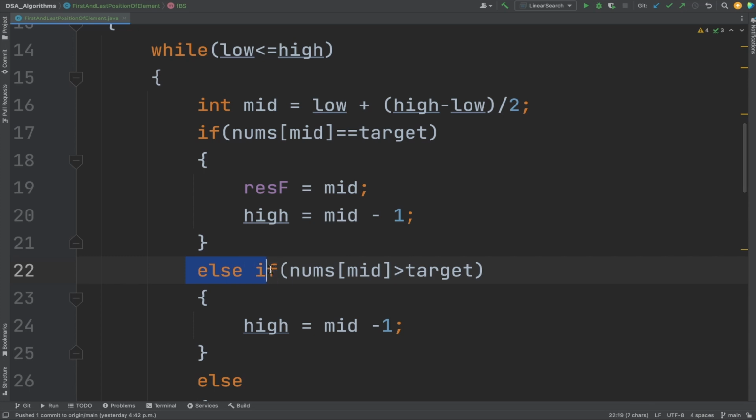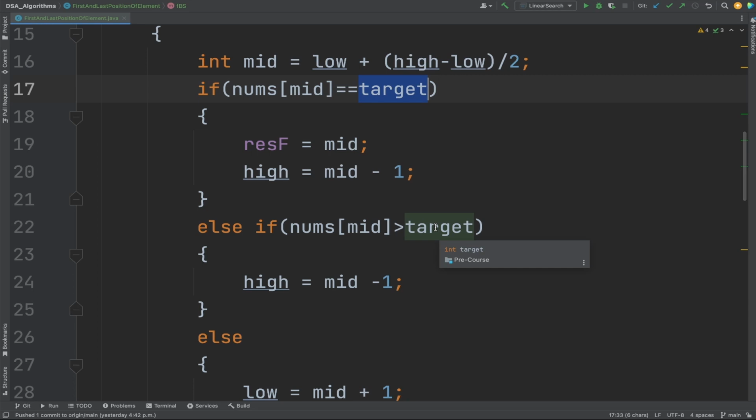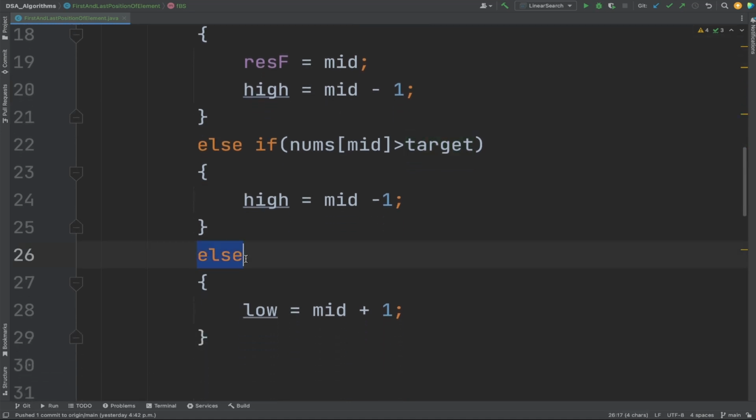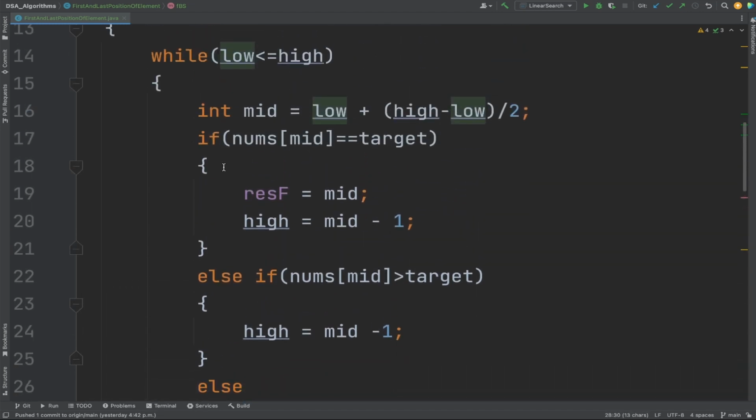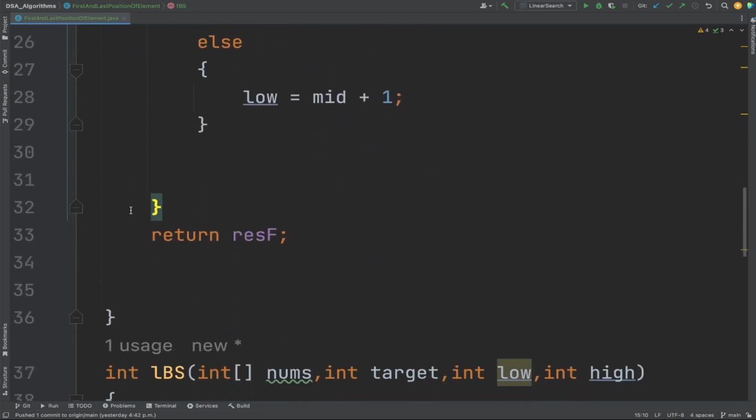Else if, there are 3 possibilities, right? Either the value is equal to target or the value is greater than target. If the value of mid is greater than target, you're going to check in the left half, so high equal to mid minus 1. Else, what is the else part? When nums of mid is less than target, then obviously you're going to check in the right-hand side of the array. So low equal to mid plus 1. You're going to continue to do this while low is less than or equal to high, correct? After that, you can simply return the value present at result of f.